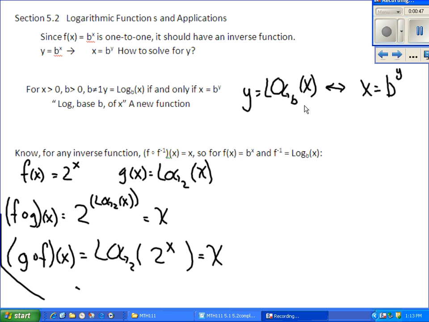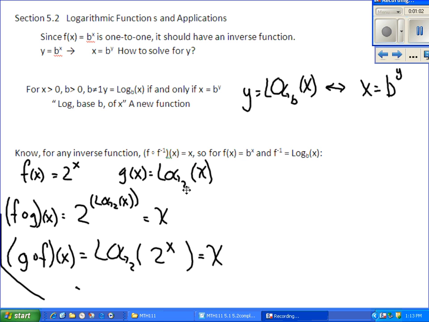This would be what we call exponential form. This would be what we call log form. So if we have a function f of x equals 2 to the x, just to keep things simple, the inverse function of that would be g of x equals log base 2 of x. So the base of the exponent has to match the base of the log for them to be inverses of each other.